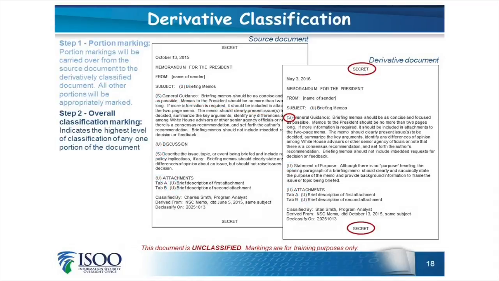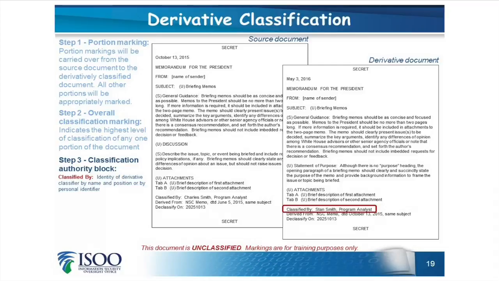Focusing now only on your derivatively classified document on the right, you must apply the overall classification of this memo. Based on the fact that the highest level of classification of any of the portions in the derivative document is secret, the overall classification of this document will be secret. This will be annotated at the top and bottom of the page and will be readily apparent. There is no requirement to use certain colors when annotating the overall classification. That is a holdover from the days when we used to stamp the classification on documents that were typed on a typewriter. Once your document is properly marked, you will apply the 3-line classification authority block.